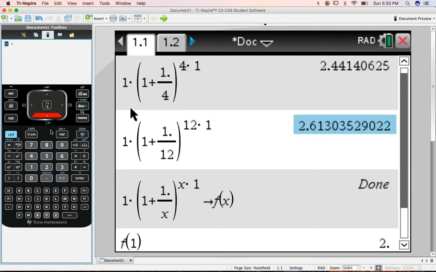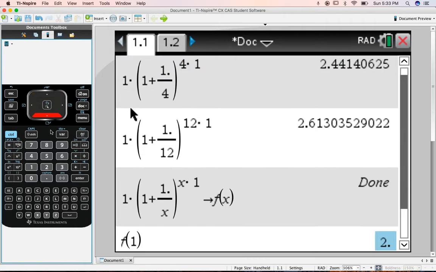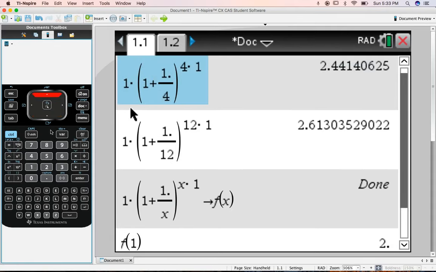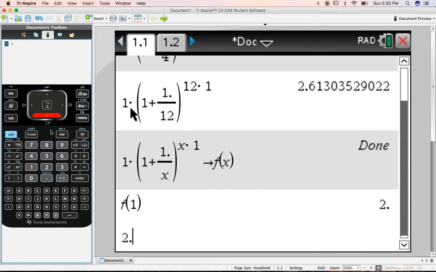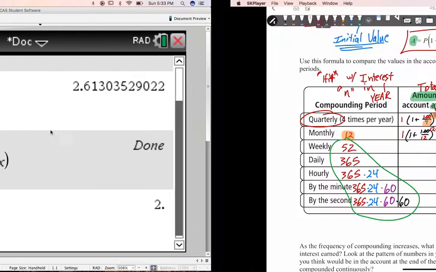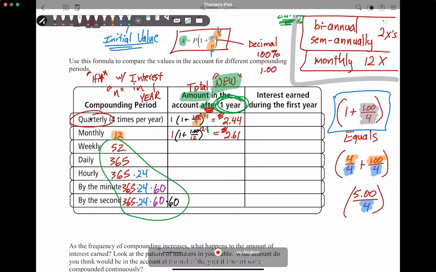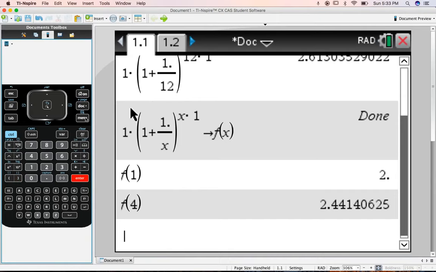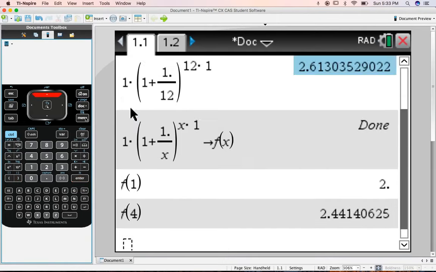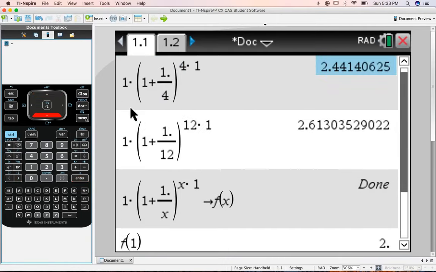Okay, no, actually, this right here is just saying if I got hit with interest one time a year. So if I'm trying to get this answer of $2.44, I need to say, because this is all in one year's time, if I got hit with interest 4 times, which was that quarterly thing. Let me go back here. It was this quarterly, 4 times per year. Then I would have an answer of 2.44140625. It's exactly the same as this one.